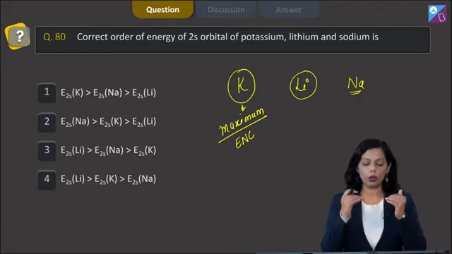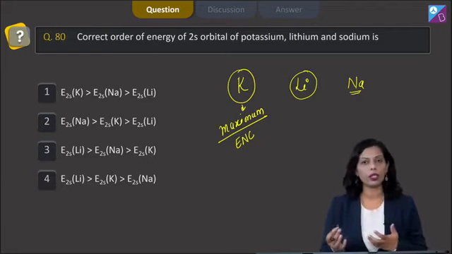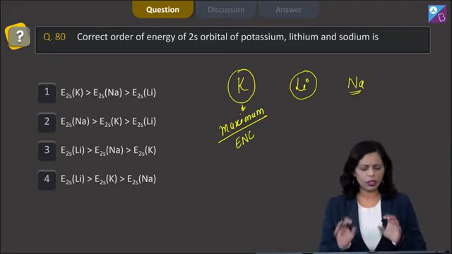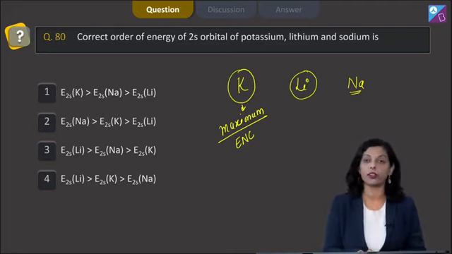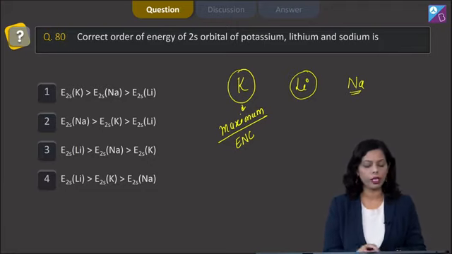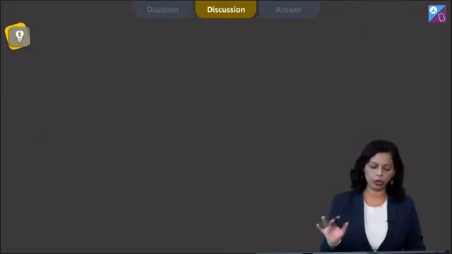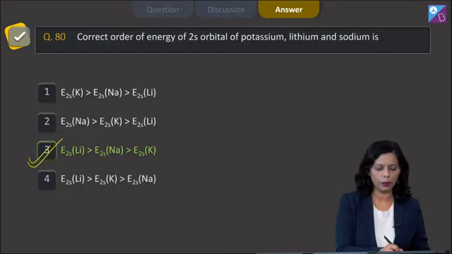Right? So the lower the effective nuclear charge, the higher would be the energy, right? So on the basis of the same, if you check the given options, you find that the energy is maximum for 2s orbital of lithium, then it comes to 2s orbital of sodium, and then 2s orbital of potassium. This way it proceeds. And on the basis of this, the right answer is given in option 3. So you should choose option 3 for this particular question.